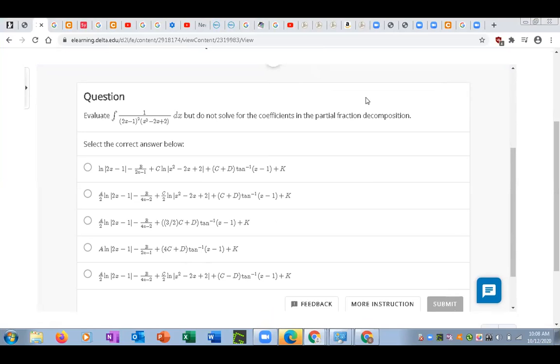Okay, so what they said was evaluate the integral, but don't solve for the coefficient in the partial fraction decomposition. So in other words, we're not going to figure out what A, B, C, D, however many letters we have, first. We're just going to write it up as a partial fraction, and then we're going to evaluate the integral. I know how to do most of it. I'm just confused about the C and the D part. Okay, well, let's go through and work through that.